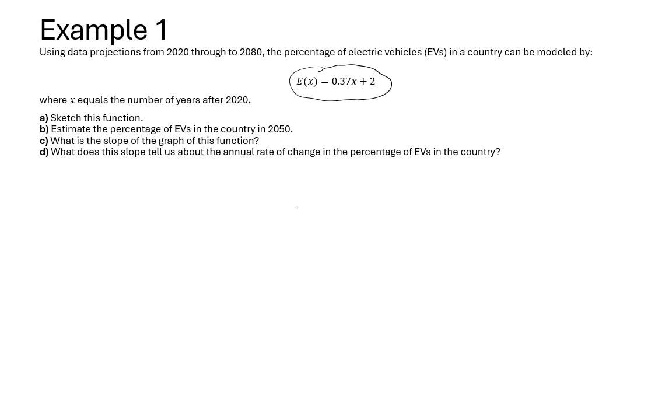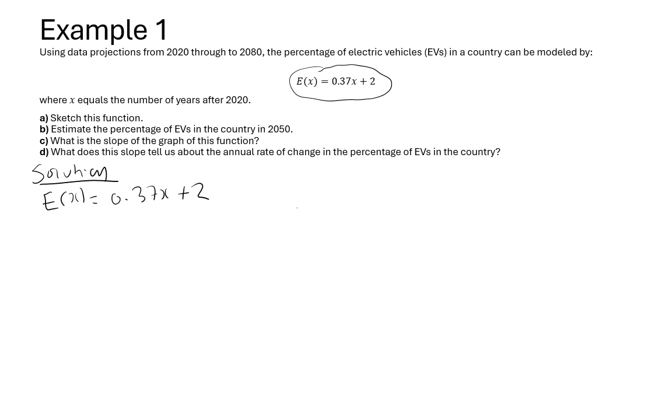What is the slope of the graph, and what does the slope tell us about the annual rate of change in the percentage of the electric vehicles in the country? So to solve this, let's just write the solution here. So the first task is to sketch this function.